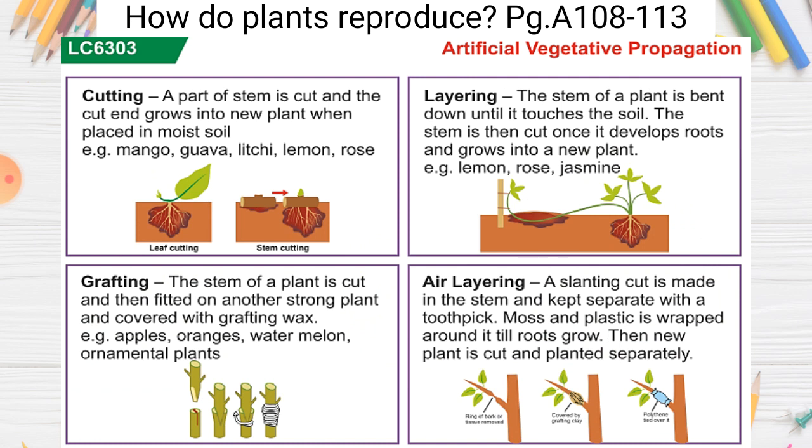Now, people use artificial propagation. For example, cutting. You can cut a part of a stem and help it by putting it in water to develop roots. Grafting. This is when the stem of the plant is cut and fitted into another strong plant. You must cover this with grafting wax. Layering. That is similar to the runner's process. And air layering, which is similar to the grafting process.